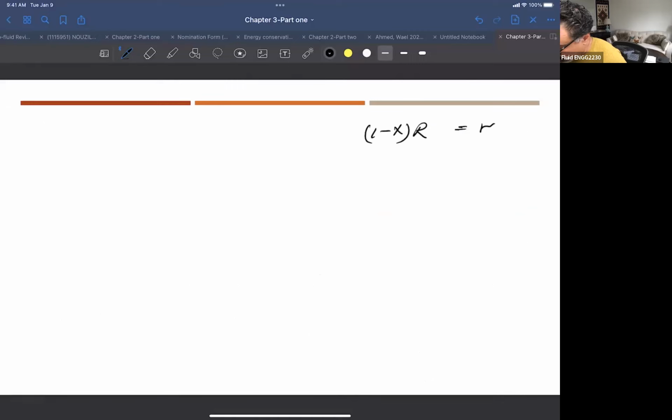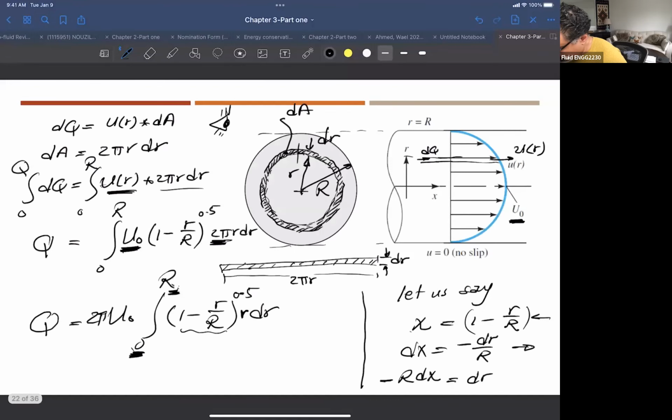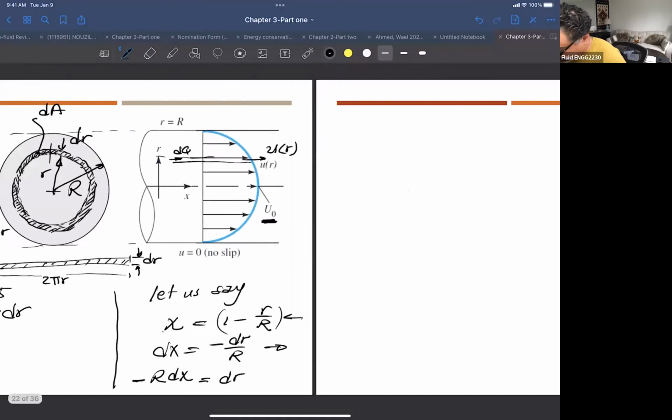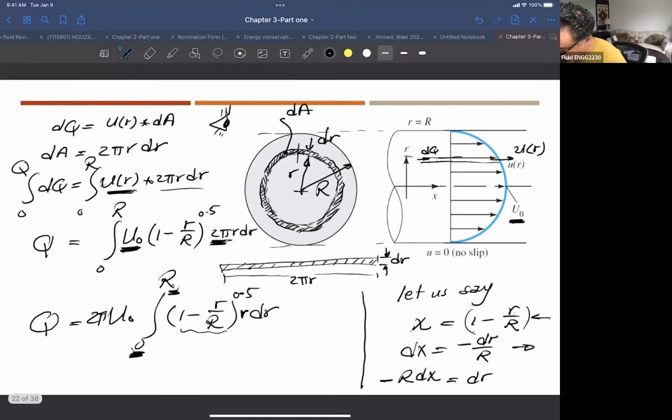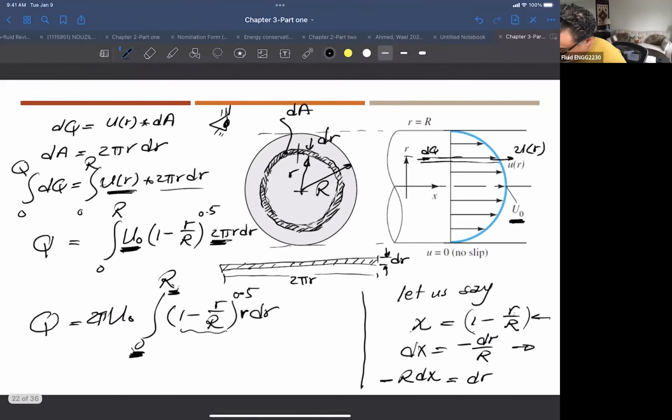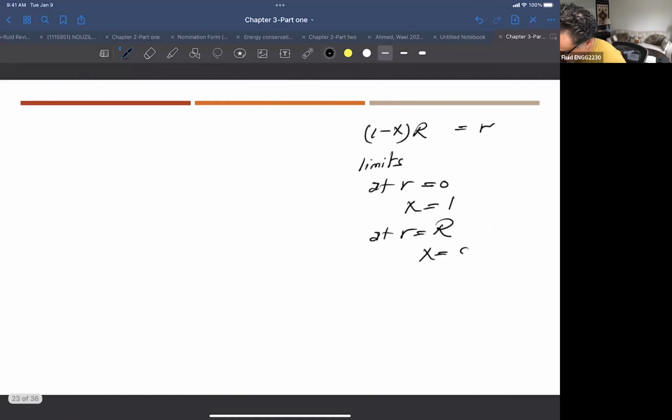So again, we can do this, right? The limits. At r equals 0, x is equal to 1, right? At r equal R capital, x is equal to 1 minus R over R, which is 0. So x is equal to 0.